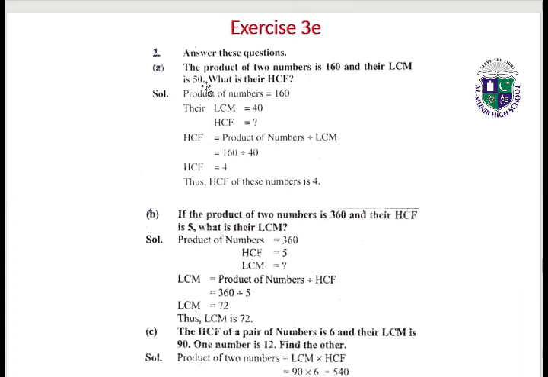Question number 2. Answer these questions. Part A: The product of two numbers is 160 and their LCM is 40. What is their HCF? Product of numbers 160, LCM 40, highest common factor is what we have to find. Formula: highest common factor equals product of numbers divided by least common multiple. 160 divided by 40 equals 4. Thus the highest common factor of these numbers is 4.